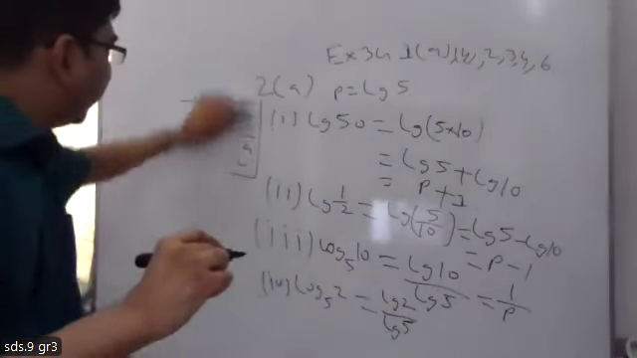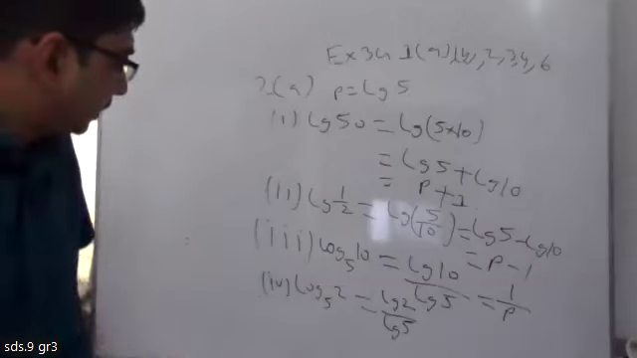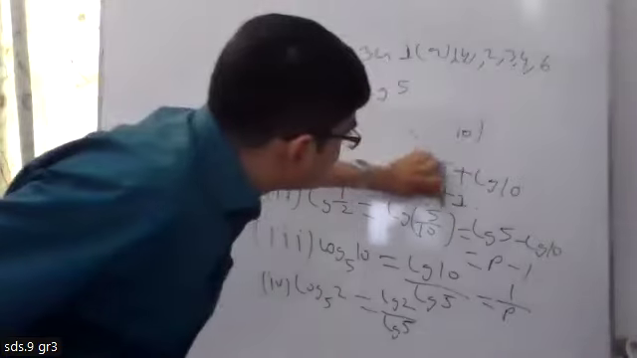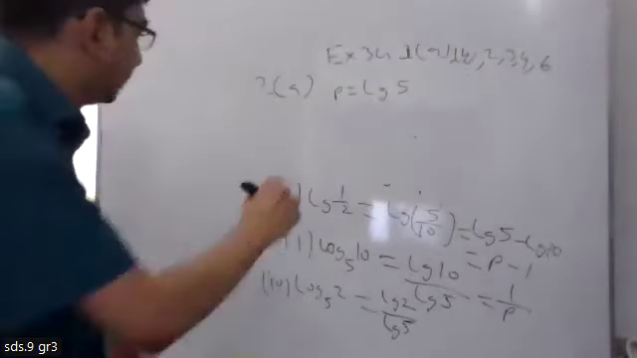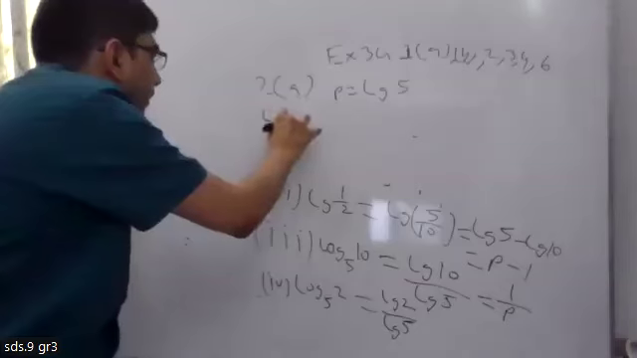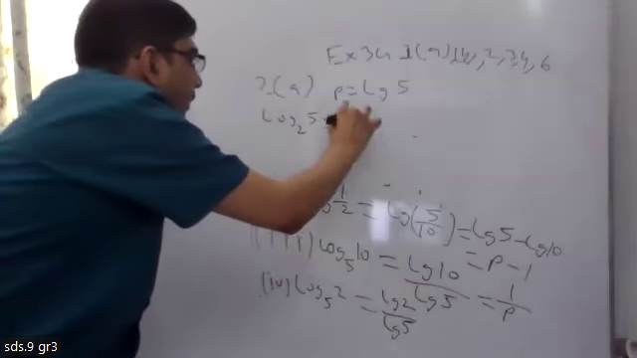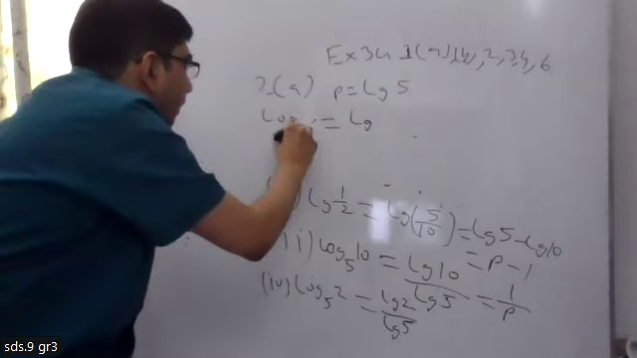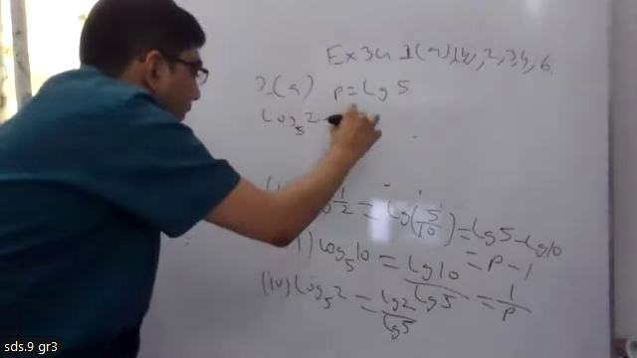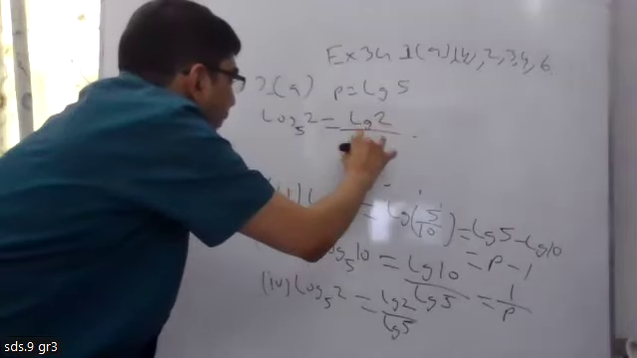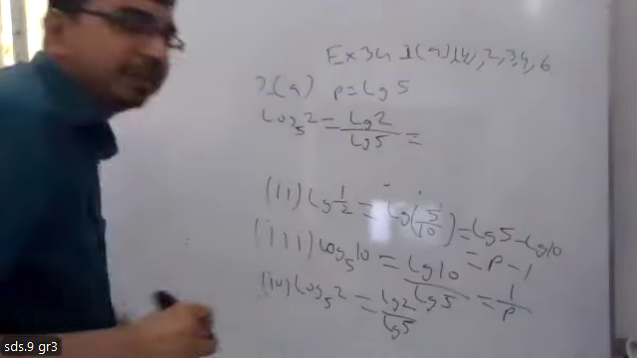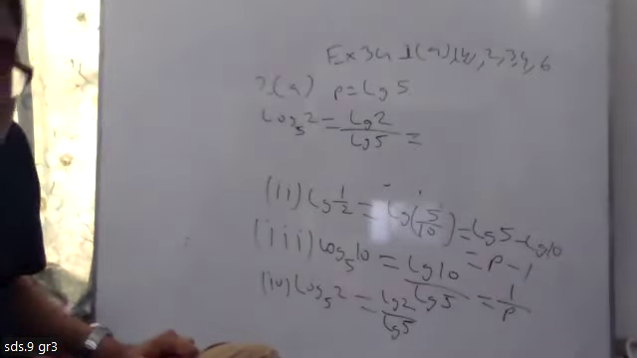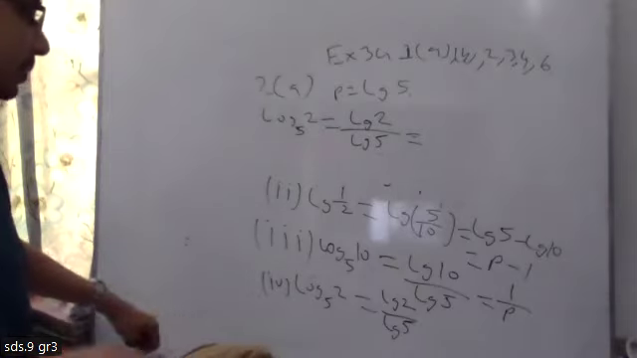Let me write this part over here, I think it's better. So I can rub this part. So log 2 by log 5. So log 5 is P, we know already. And log 2, we don't know, but we can use the previous value.